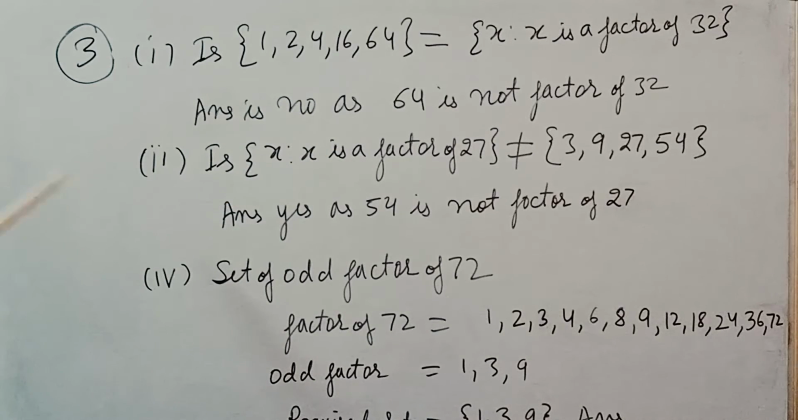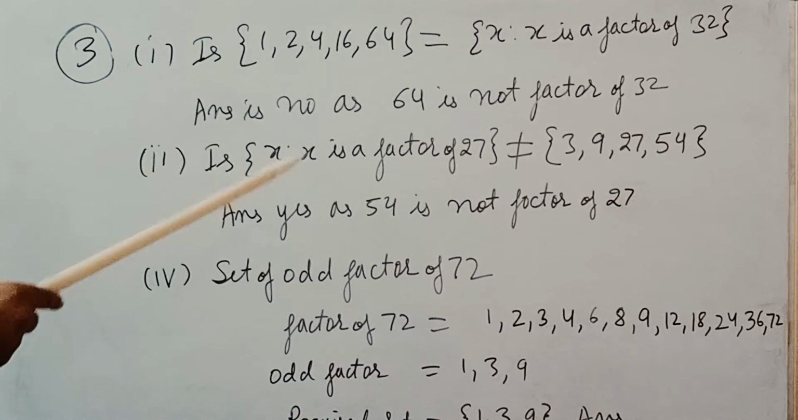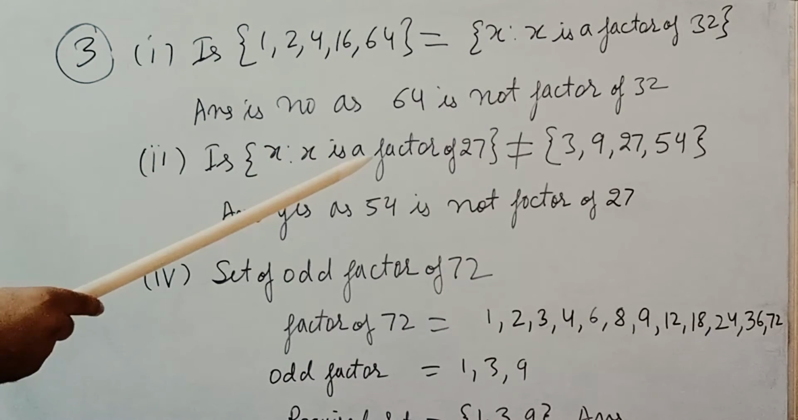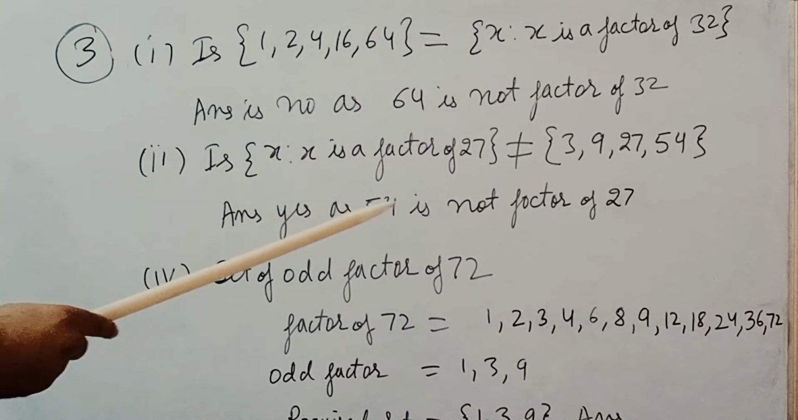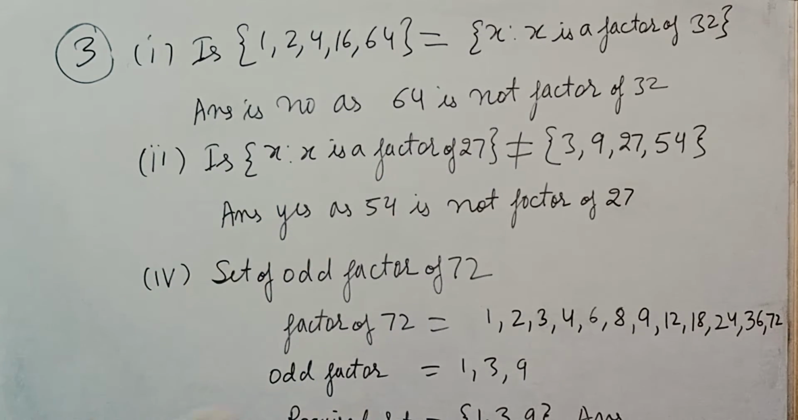Now here the question number 3, second part. Is {x such that x is a factor of 27} not equal to {3, 9, 27, 54}? Your answer is yes, because 54 is not a factor of 27.